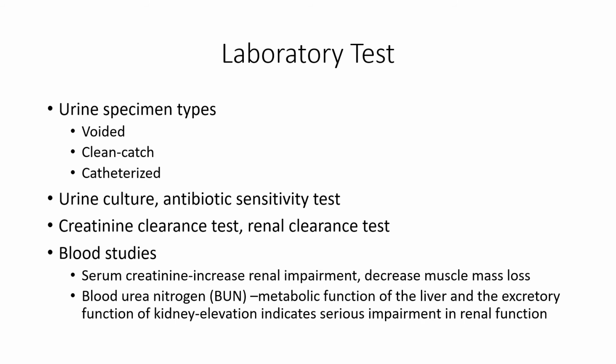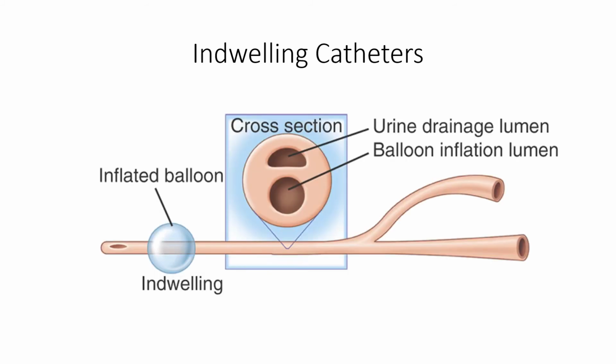And then they do go ahead and put some blood studies, serum creatinine, kind of to see renal impairment, how your kidneys are doing, as well as muscle mass loss, and then BUN, blood urea nitrogen. It kind of looks at your liver, and it also looks at your kidney to see what's going on if there is liver and kidney failure.